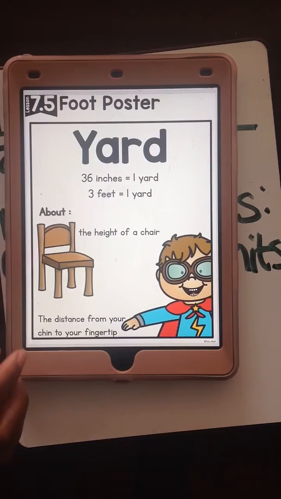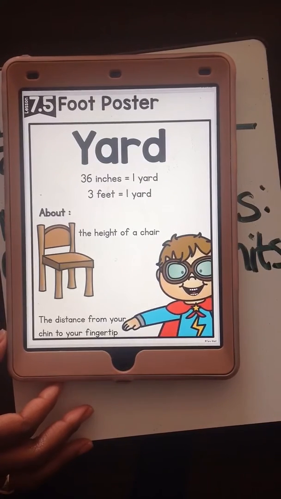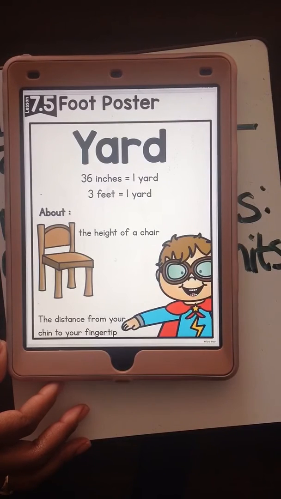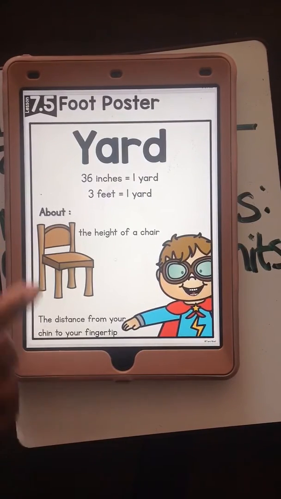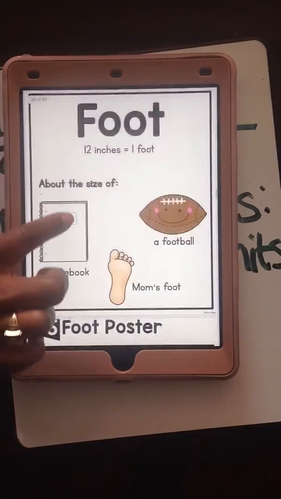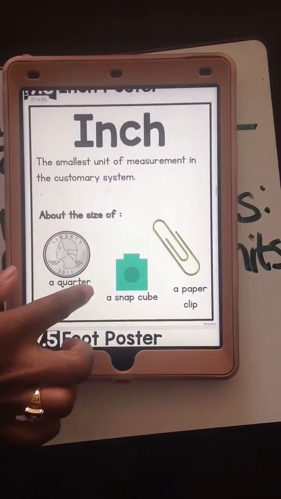If you guessed the yard, you are correct. That would be the fastest way for you to measure the length of a school bus, because a school bus is very long, and if you used a yardstick, you would be able to measure a whole lot faster than if you used feet or inches.